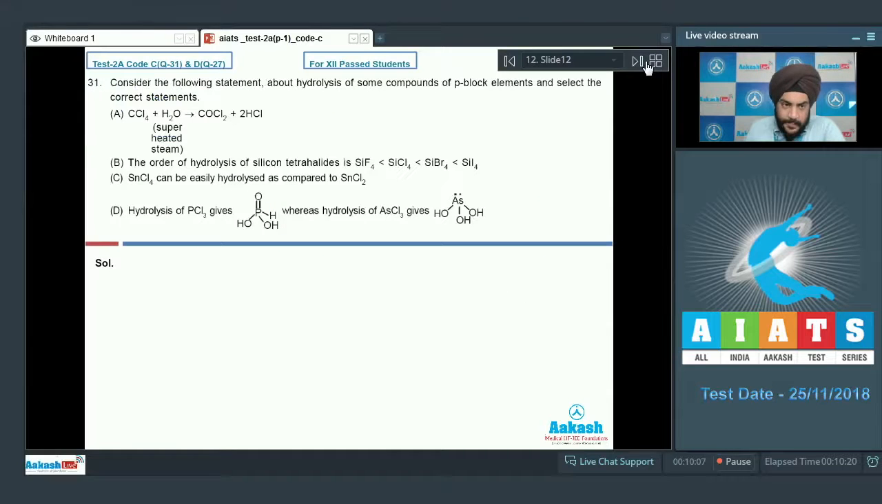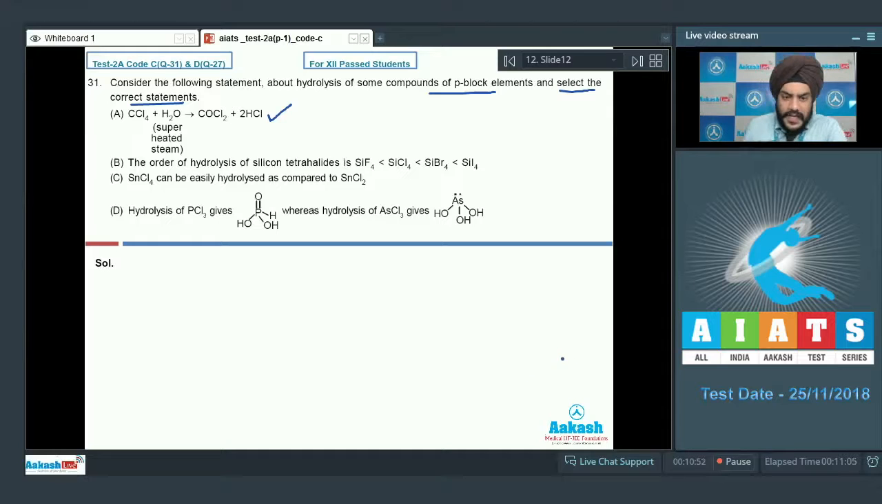So question number 31. Consider the following statements about hydrolysis of some compounds of p block elements and select the correct statements. Let us look at option A now. CCl4, when it is allowed to react with superheated steam, forms phosgene gas as well as HCl. Students, this statement is correct. Let us look at option B now.